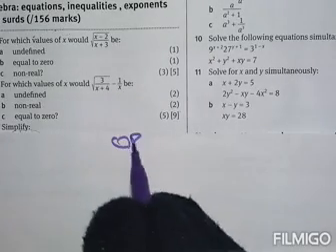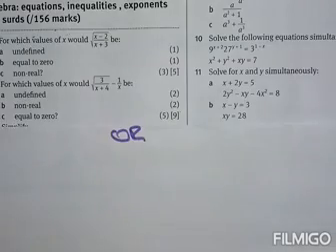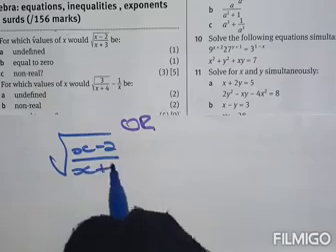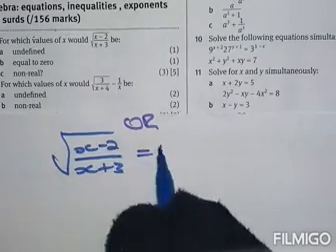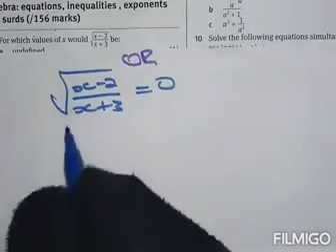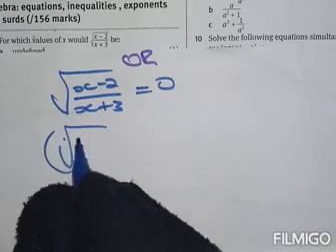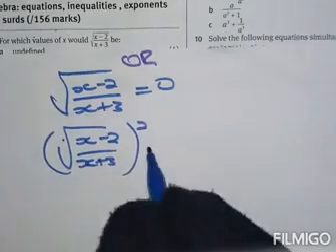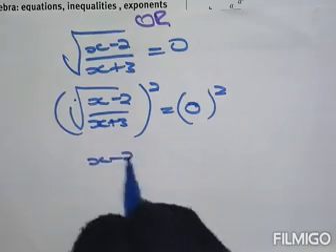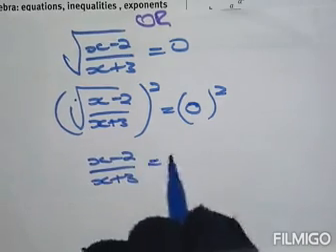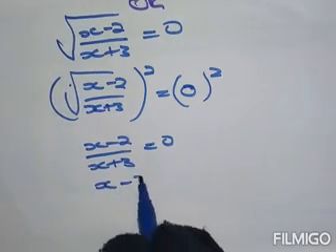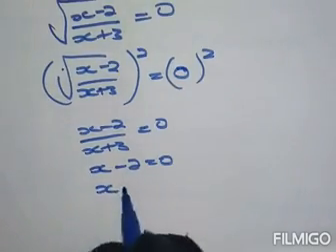Or you can work out b in this way: the square root of x minus 2 divided by x plus 3. You say, when will this equal 0? So you square both sides. The square root squared equals 0 squared. You have x minus 2 divided by x plus 3 equals 0. Multiplying across, we'll be left with x minus 2 equals 0. Therefore your x will be 2.